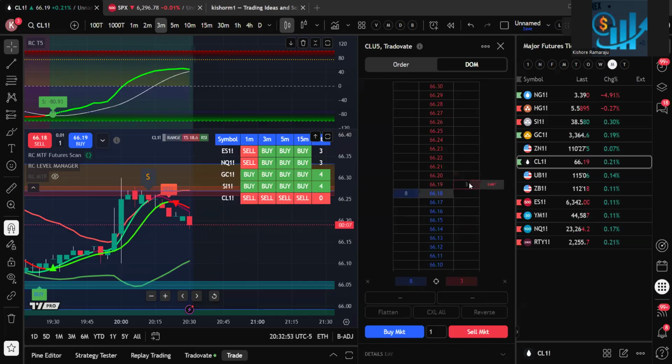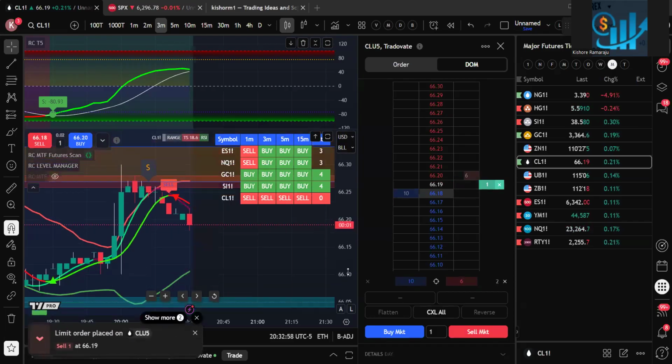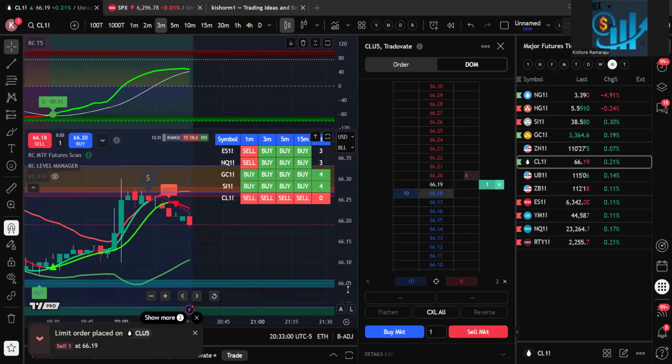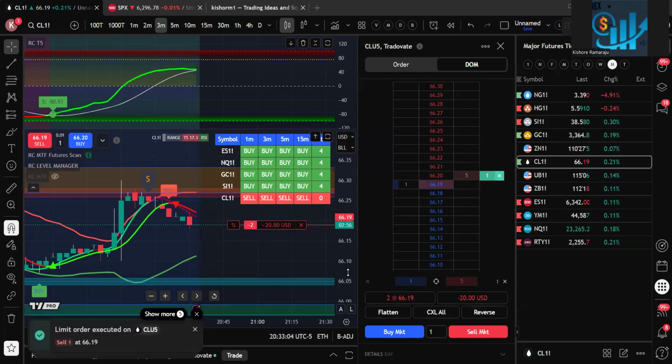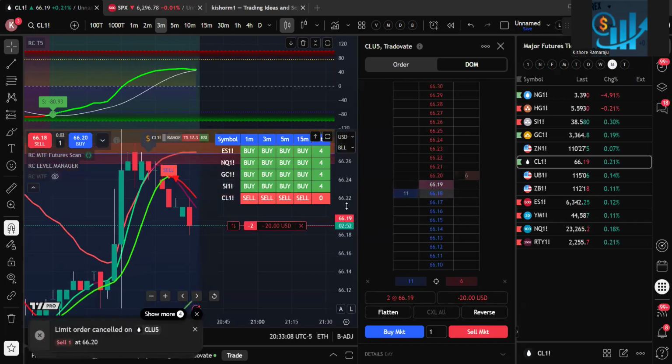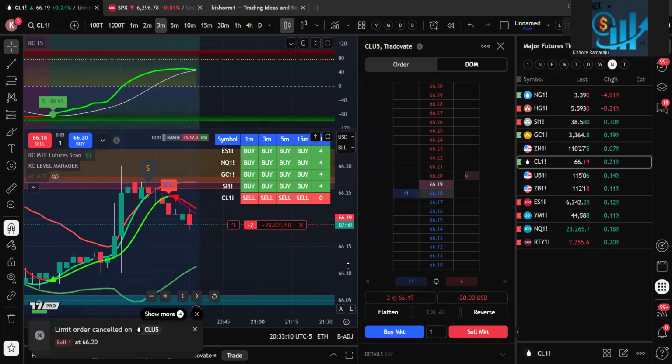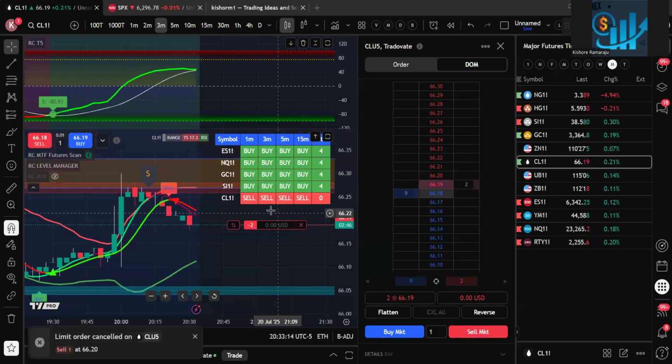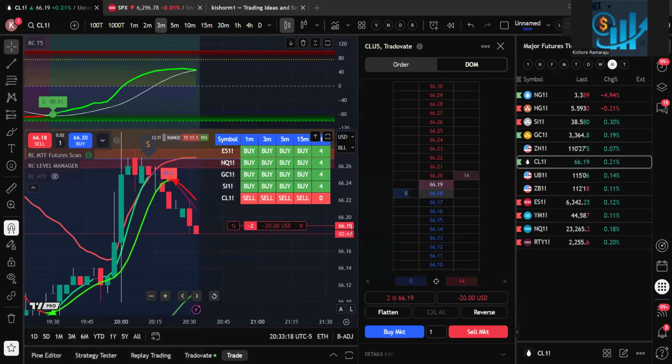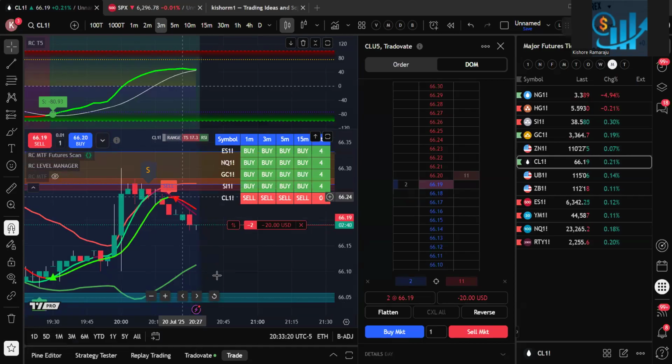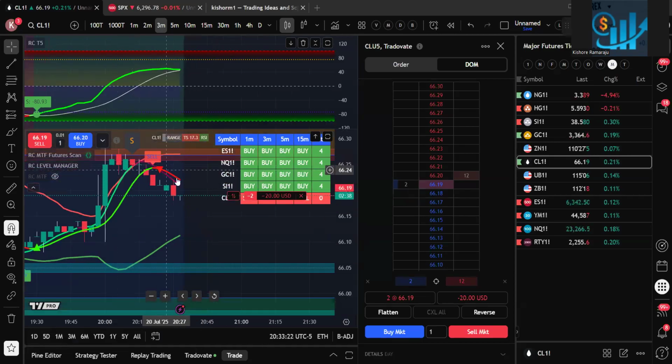I'm taking a short on crude oil. I took a sell signal on crude oil now because it is looking bearish in all different time frames. So there is a high possibility for it to come all the way down.